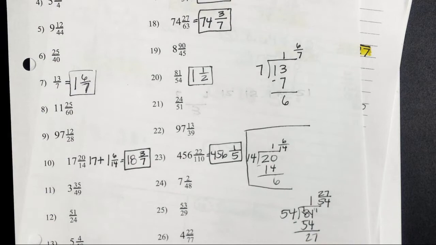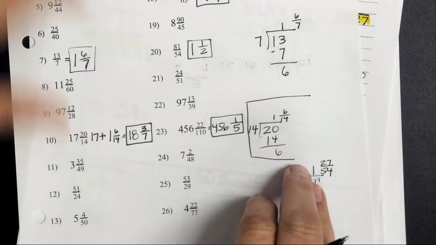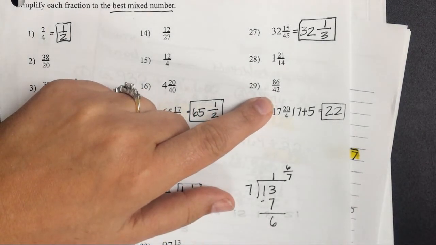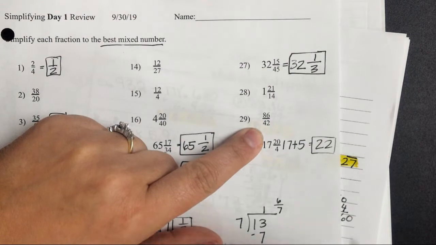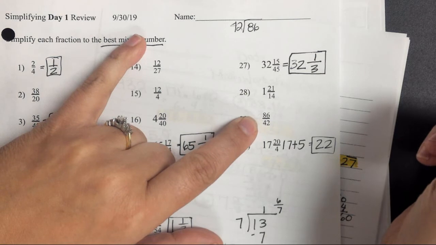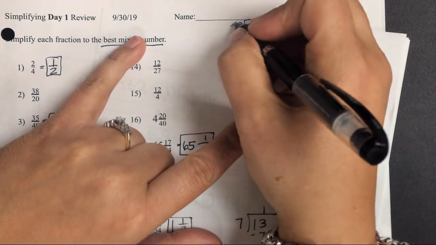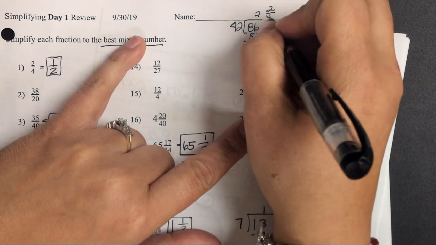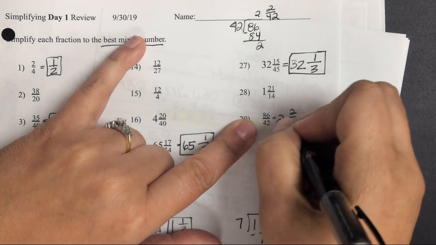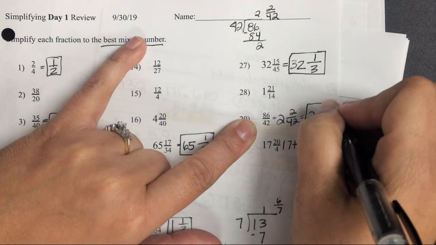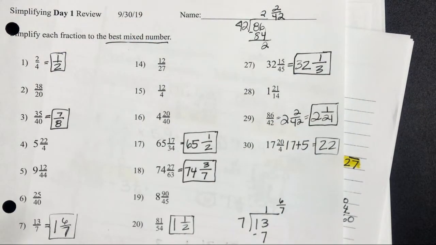All right, Jada, pick a number. 29. All right, 29. So what type of fraction? Improper. So we've got to divide. So we've got 86 divided by 42. How many times will 42 go into 86? 2 times. That gives us 84. We have 2 left over out of 42. Can we simplify that? Yes. What do you get? 1 over 21. Awesome. So next time you guys say, I'm not good at simplifying, you are proving right now that yes, you are.